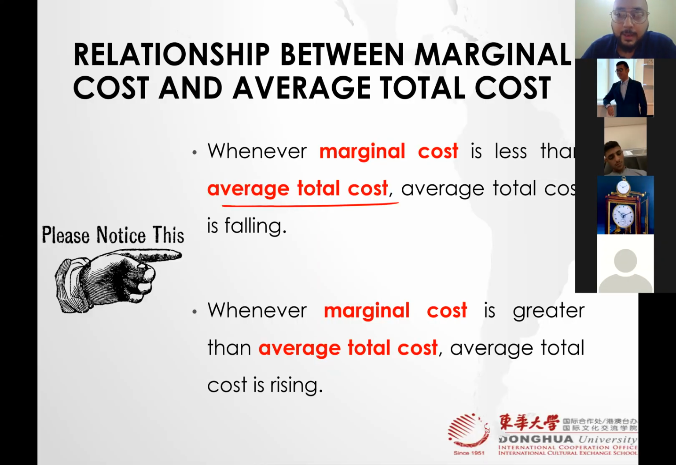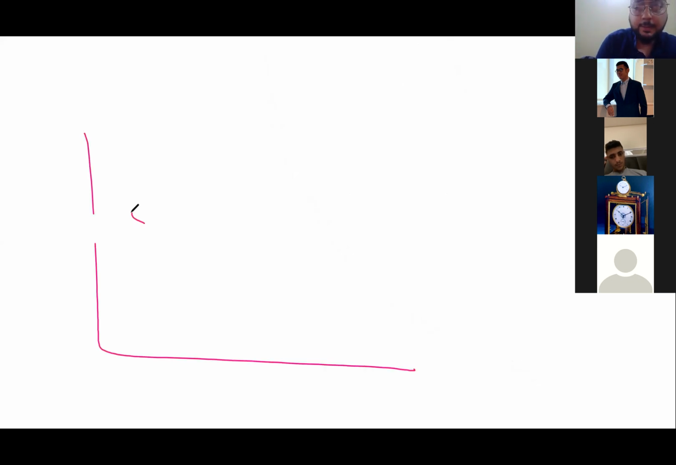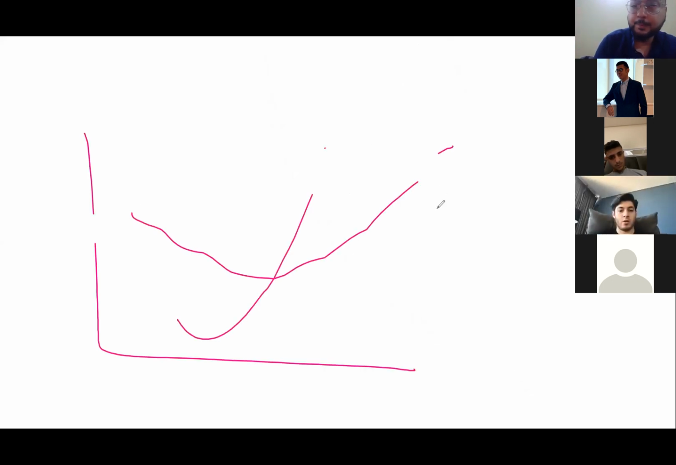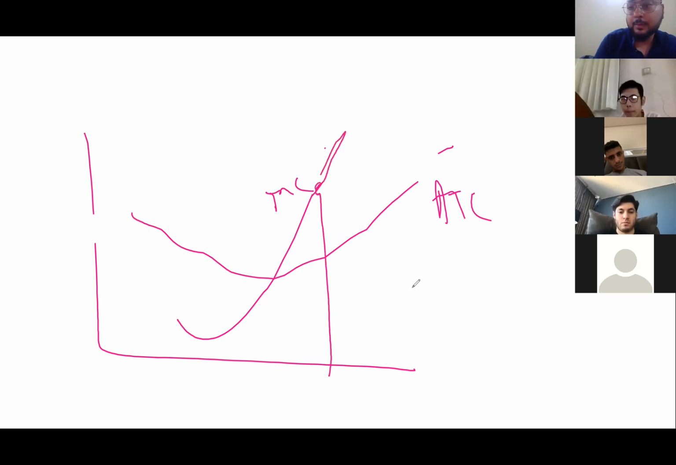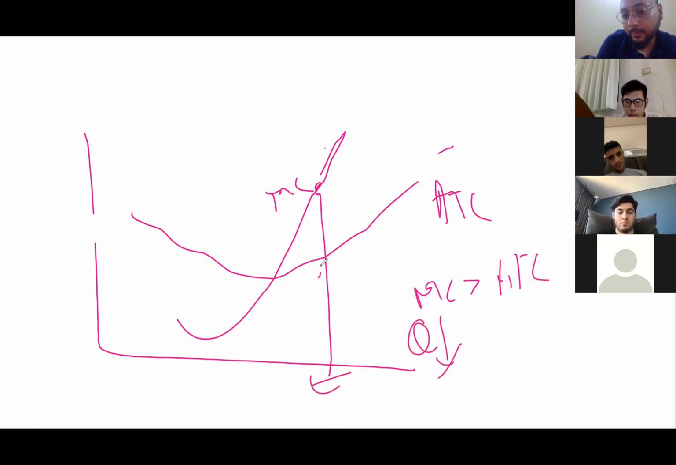So what we talk about here? If we are at this point where MC is greater than ATC, reduce the output. So reducing the output will decrease the average total cost, right? So let's go back to our PPT.